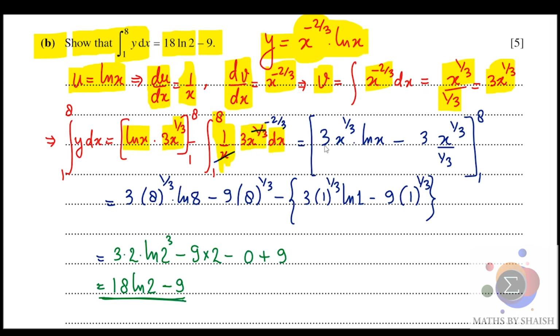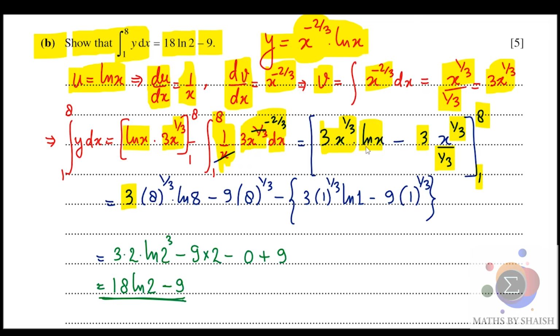From the first part we have seen it is 3x to the power 1 by 3 ln x, and here it is x to the power minus 2 by 3. We need to do the integration. So it would be x to the power minus 2 by 3 plus 1, that is 1 by 3, upon 1 by 3. So we multiply by 3 here. And for the integration, the limits are 1 to 8. So we will substitute the limits.